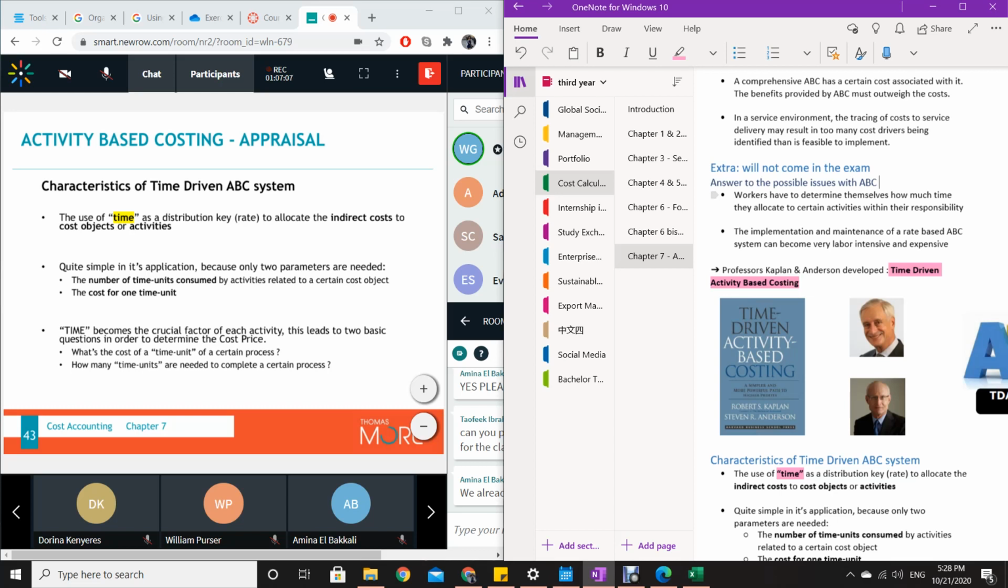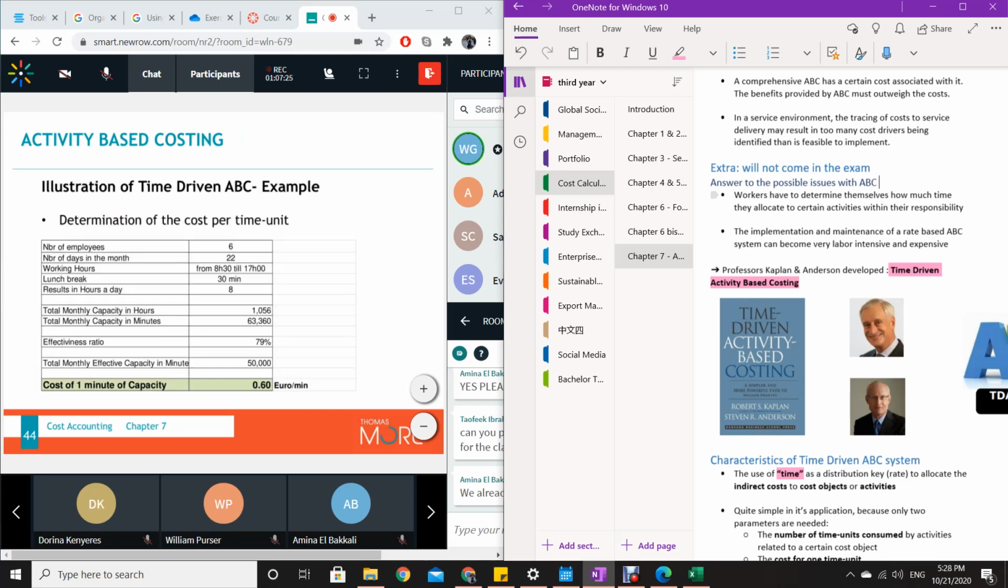But I can tell you that in many organizations there are many cost calculators who are working with the stopwatch to really time what every activity takes. And this goes in seconds. So to check this out very well.